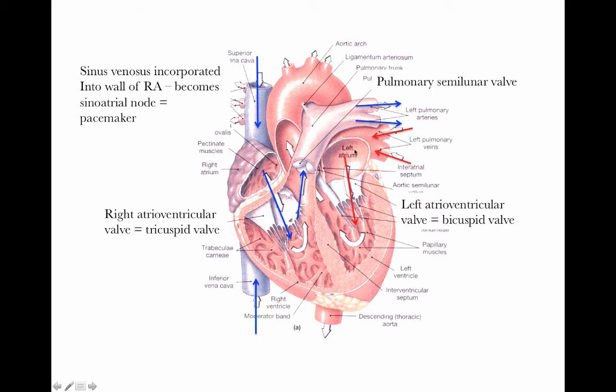So as the blood moves from the left atrium into the left ventricle, it's going to pass through the left atrioventricular valve, also known as the bicuspid valve. And these flaps of tissue are going to shut when the ventricle contracts to prevent backflow from the ventricle back into the atrium. So when the ventricle contracts, it's going to force the blood out into the arch of the aorta to be delivered out to all of the body tissues.